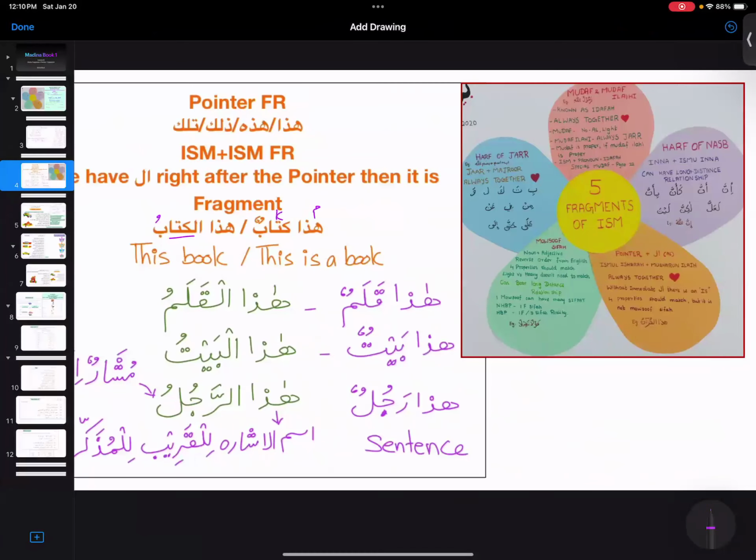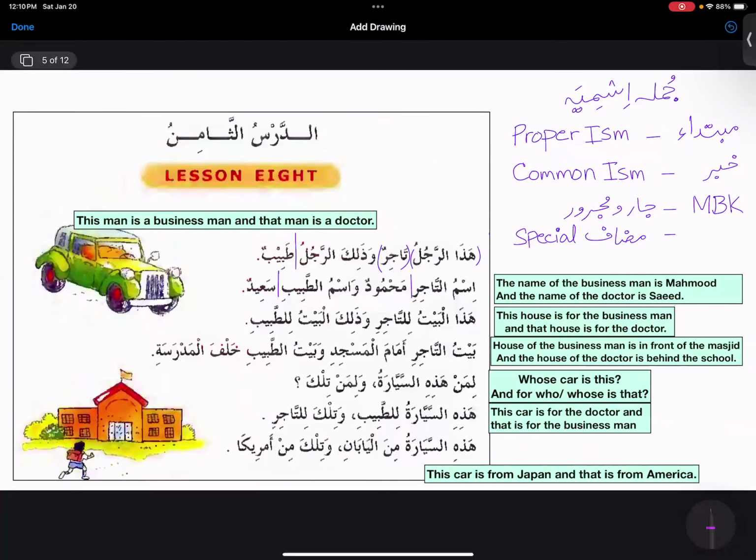Okay, so now let's see in our lesson. Jumla ismiya.